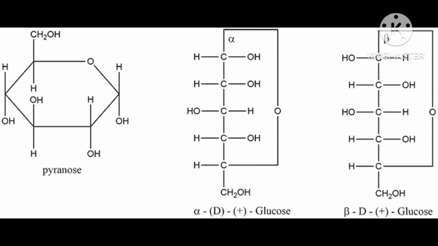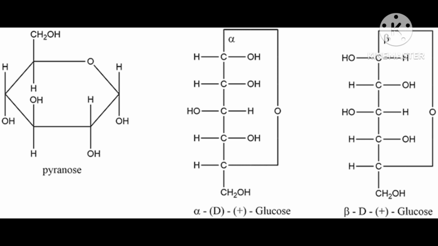Alpha glucose you can get at 303 Kelvin, but beta at 371 Kelvin. See how much difference there is. 68 degree difference. Not 67, it is 68. Because the first one is 303 Kelvin, and this is 371. Then there is a 68 degree difference in both.